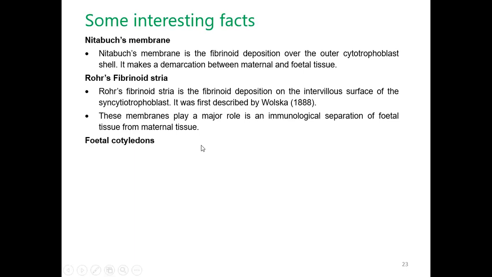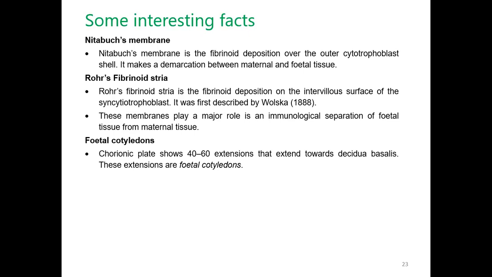Then there are the fetal cotyledons. Like the maternal surface has cotyledons, the fetal surface also has cotyledons. So the chorionic plate shows 40 to 60 extensions that extend towards the decidua basalis, and these extensions are called fetal cotyledons. So each fetal cotyledon consists of a stem villus and its ramifications.